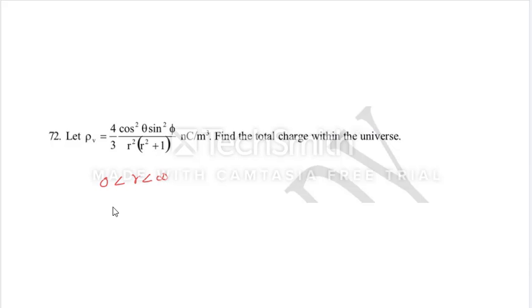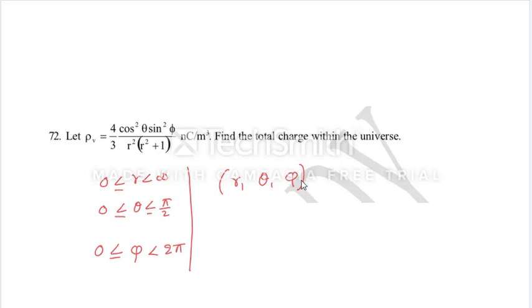Limits for r is 0 to infinity, and theta is what? 0 to pi by 2, and phi is what? 0 to 2 pi. The limits in a spherical system. And this rho v now here, the system is what now here? Spherical system. The elements are what we have? It is r, theta, phi.